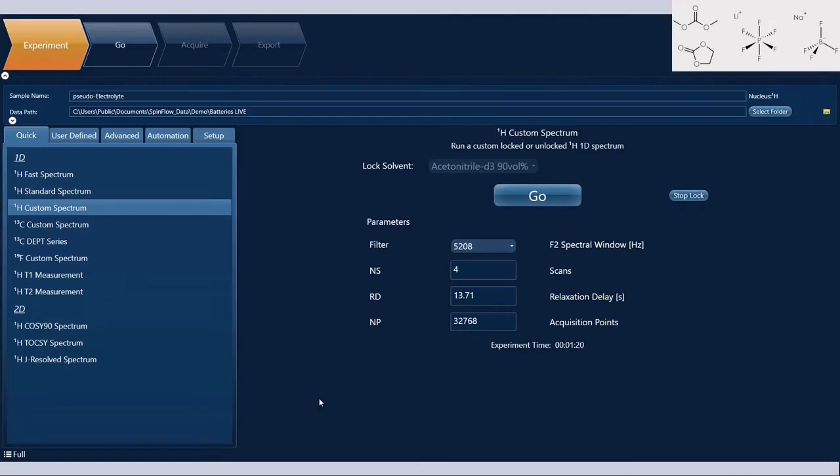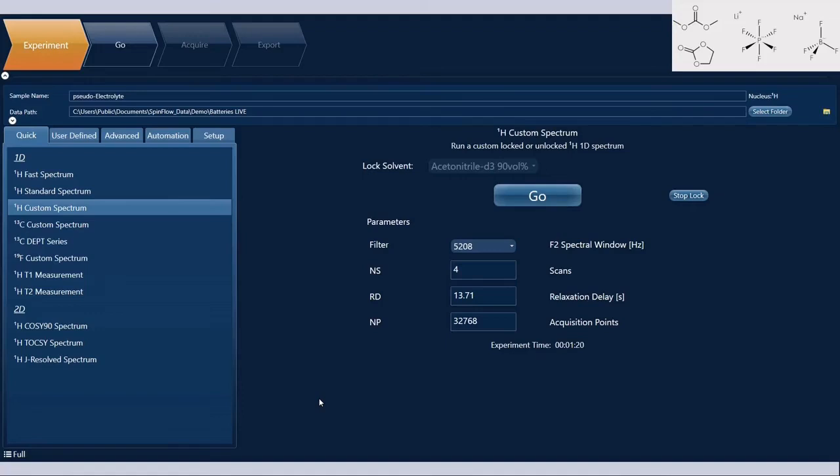Thank you very much, James. You can see in front of you SpinFlow, which is our data acquisition software with the X-pulse. And you can also see in the top right-hand corner of your screen details on the sample currently inserted in the system. So this is a pseudo-electrolyte system, a mixture of dimethyl carbonate and ethylene carbonate, containing both lithium hexafluorophosphate and a small amount of sodium tetrafluoroborate.